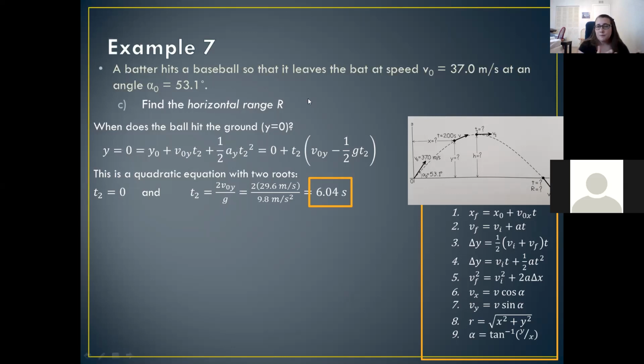So we found in part B that the time it takes to get to the highest point of its path was 3.02 seconds. And so the time that it takes to go up should equal the time that it takes to fall back down. Right? So this time is exactly twice as long as it took to get to the highest point. And that's going to be true for any projectile motion problem where the object is landing at the same height that it started at. Okay.